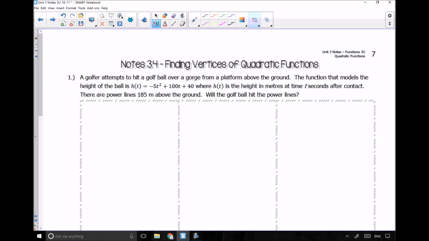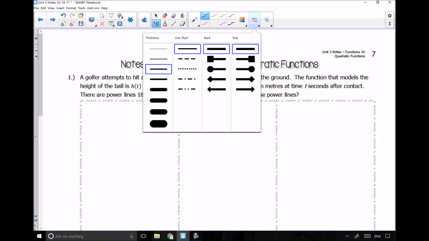Number 1 says that a golfer attempts to hit a golf ball over a gorge from a platform above the ground. The function that models the height of the ball is h of t equals negative 5t squared plus 100t plus 40. But I apologize, you guys, that's a typo. So if you could just cross that off and fix it for me so that it would say plus 40t plus 100 instead, that would be great. Where h of t is the height in meters at time t seconds after contact. There are power lines 185 meters above the ground. Will the golf ball hit the power lines?